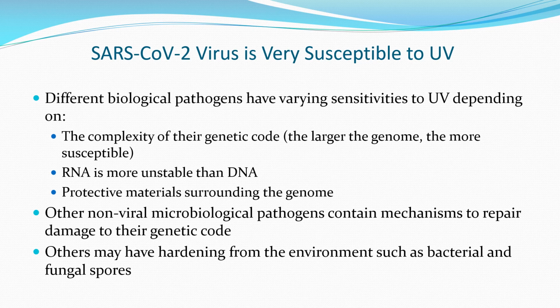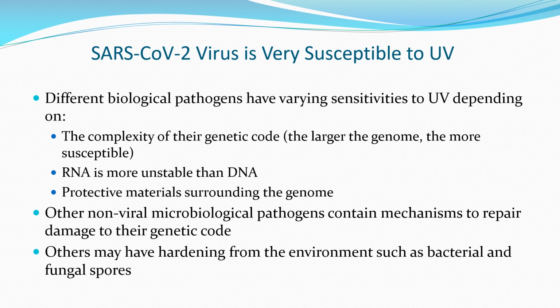The composition of the genome, chemical composition. RNA is more unstable than DNA, and the SARS-CoV-2 virus has a genome comprised of single-stranded RNA. And then finally, the presence of protective materials surrounding the genome, proteins, lipids, and in the case of SARS-CoV-2, it doesn't have any of those structures, so it's fairly bare and unprotected. It's making it more susceptible.